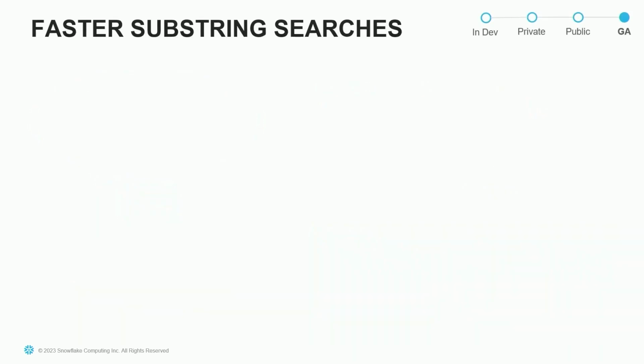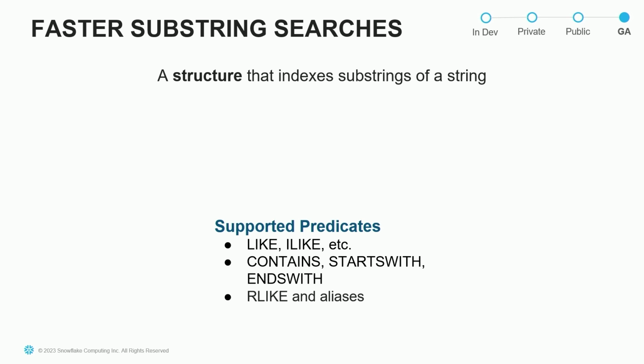Let's look at how this is made possible. What we do essentially is, for each of those strings, we index all of the substrings that are more than 5 characters long. So when you do substring searches with LIKE, ILIKE, CONTAINS, RLIKE, etc., you'll see that these searches are much faster with search optimization.